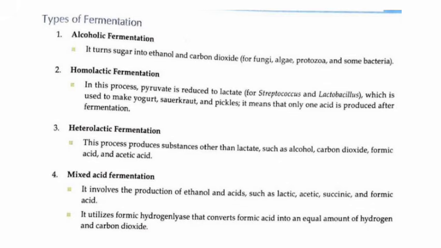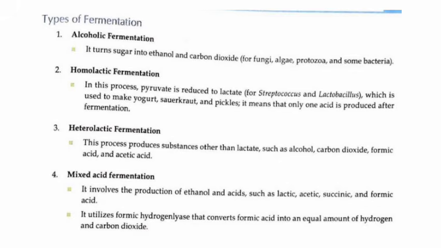Another is homolactic fermentation, wherein your pyruvate is reduced to lactic acid, which is used to make yogurt, pickles, and sauerkraut. So it means that only one acid is produced after fermentation. That is called homolactic fermentation. And then for heterolactic fermentation, it can produce other substances other than lactate, like for example, alcohol, formic acid, carbon dioxide, and acetic acid.